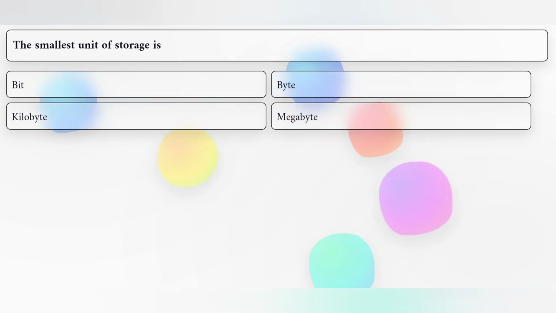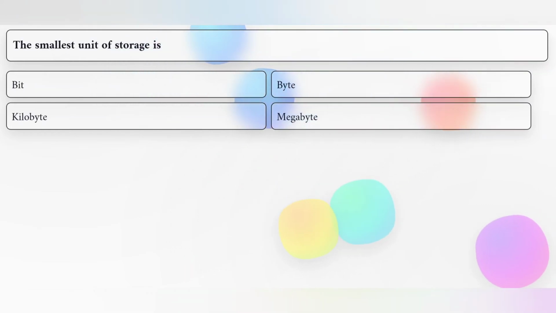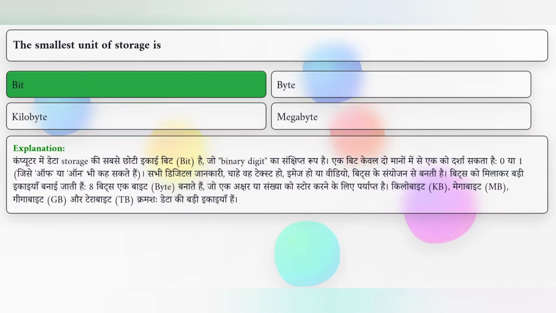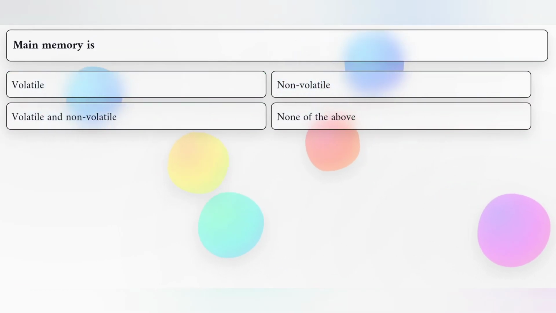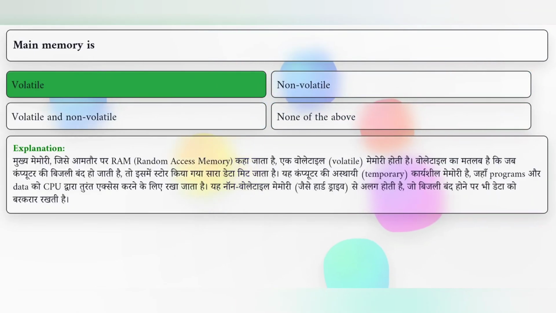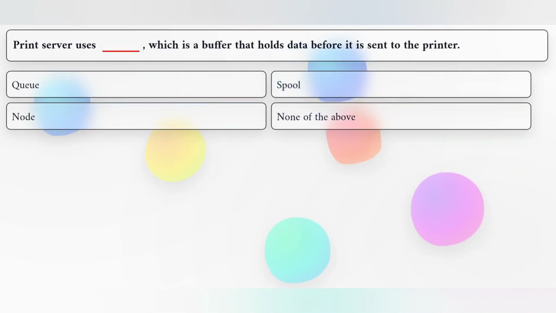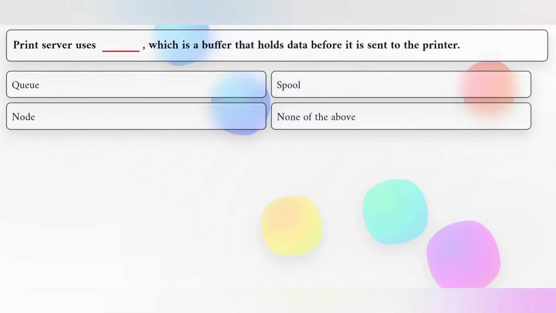The smallest unit of storage is bit, byte, kilobyte, megabyte. Main memory is volatile, non-volatile, volatile and non-volatile, none of the above. Print server uses blank, which is a buffer that holds data before it is sent to the printer. Queue, spool, node, none of the above.